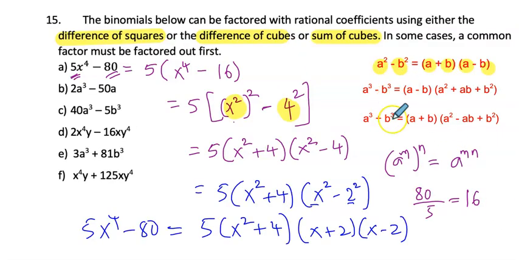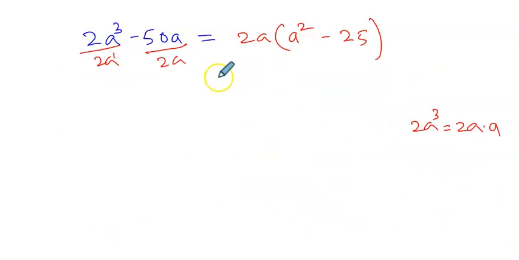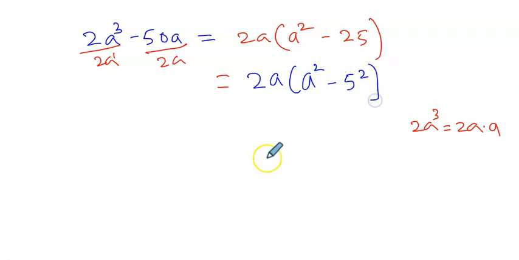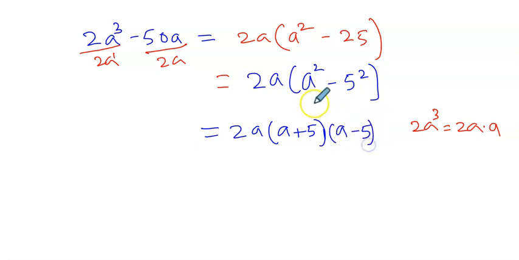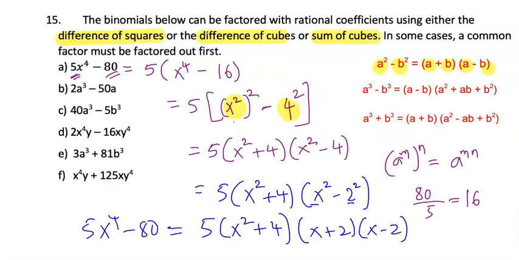Is it in any one of these forms? Let us see. That is equal to 2a times a square minus this 25 is 5 square. That is 2a times, now you see it is a square minus b square, the first form, which is a plus 5 times a minus 5, a plus b times a minus b. I again use that formula. Okay, so you factorized the second one. Now let us see the third.